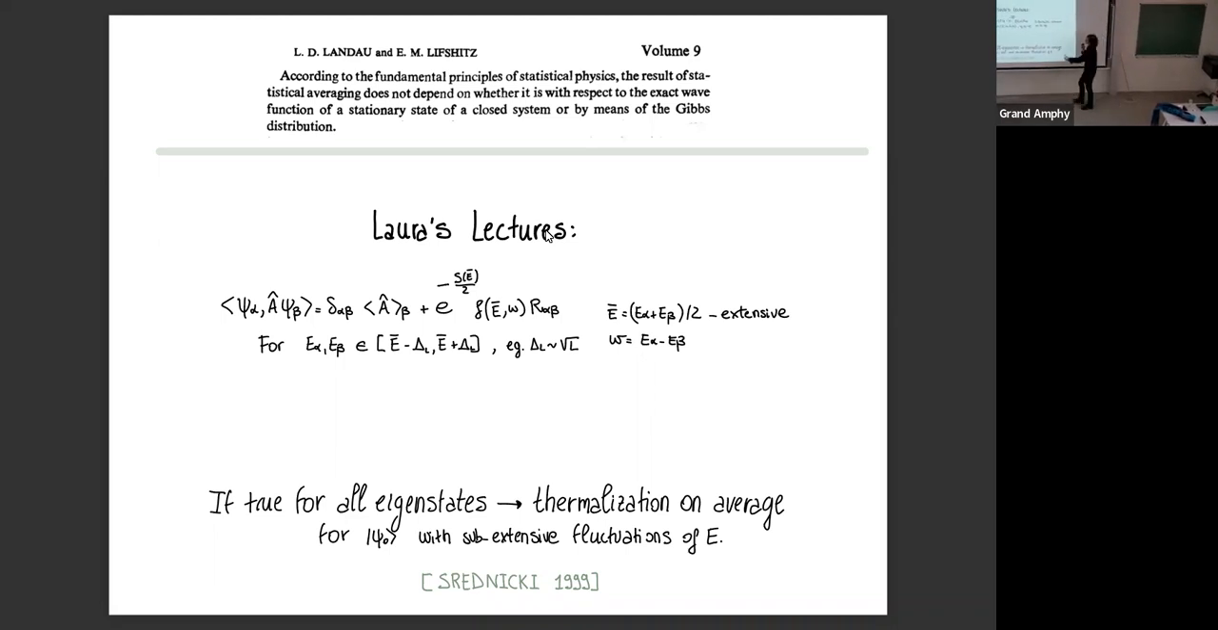Now, what you can show is that if you have such an ansatz, which is true for all your eigenstates, then you can argue that thermalization in the sense of time averages occurs for initial conditions which have these properties of, let's say, being a superposition of eigenstates, which are in an energy window that is not too large, but which is narrow enough so that the energy density is well defined. And this is Rigol.